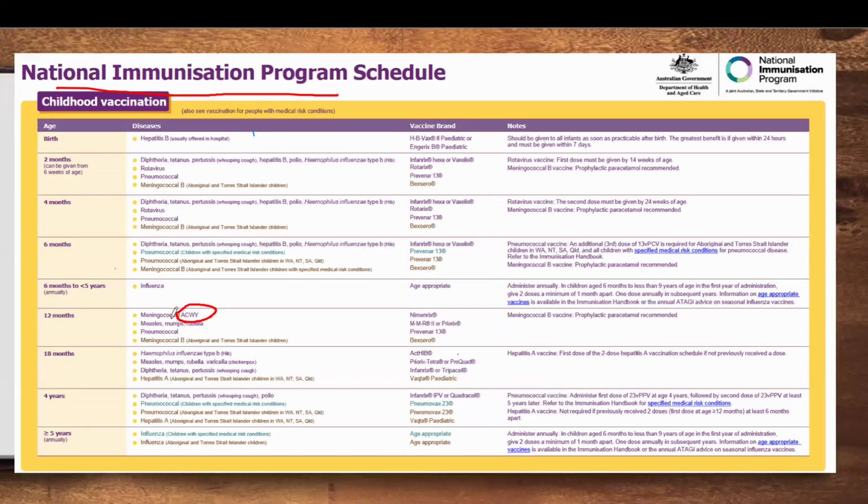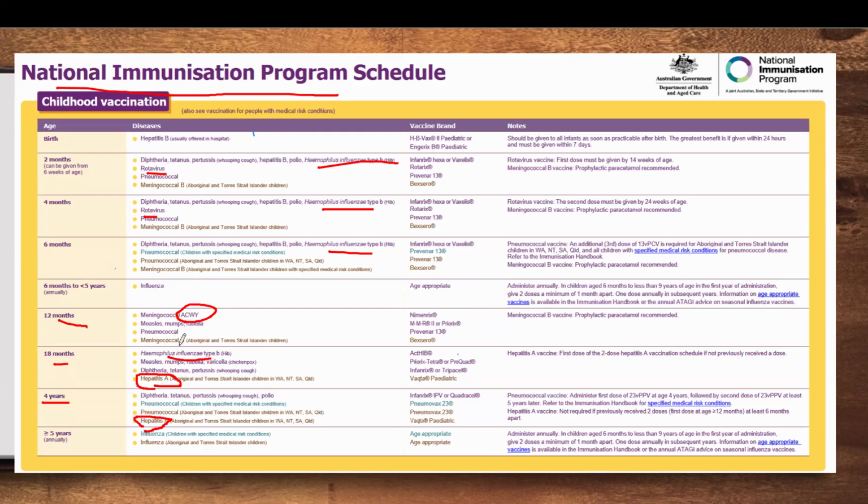ACWY, you can see that everyone gets, whether they are Aboriginal or not, at around 12 months. Similarly, Haemophilus influenzae is given once at 2 months, then 4 months, then 6 months, and then a booster at 18 months. Everyone gets it regardless of their ethnicity. Similarly, rotavirus, everyone gets. The additional vaccine the Aboriginals get is hepatitis A at 18 months, and then a booster, the second dose, at 4 years.